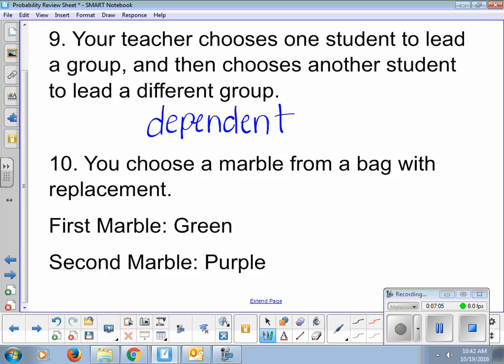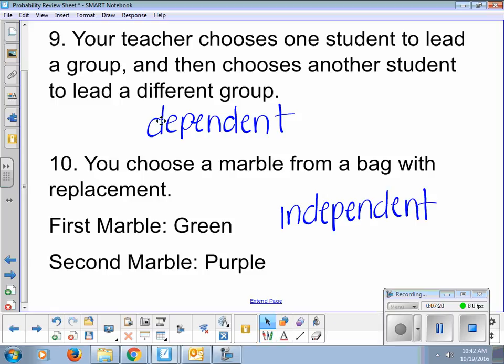And for number 10, you choose a marble from a bag with replacement. Your first marble is green, your second marble is purple. What type of event? Independent. They can happen on their own. One does not affect the other. We're putting the marble back so we could still choose it on the next one.